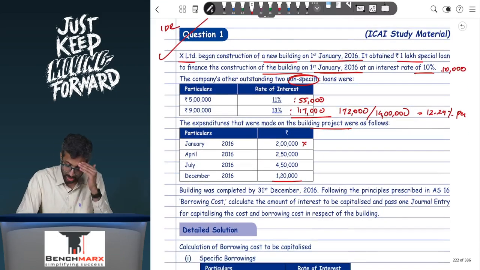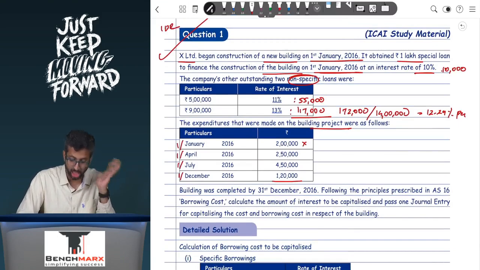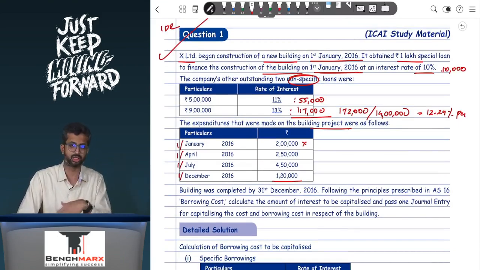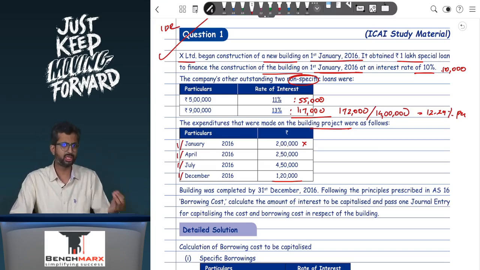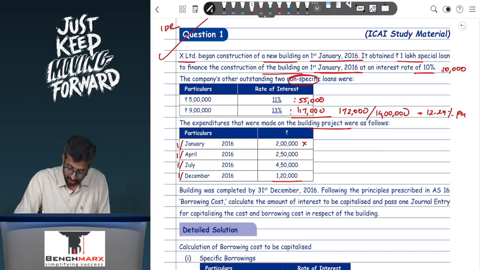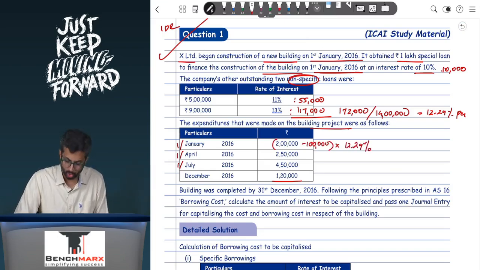But the problem is, when is this money spent? We have assumed that this money will be spent at the start of each month. One can always have other assumptions depending on which date the money is spent, but the institute generally assumes that if nothing is said, the money is spent at the start of the month. Out of this 2 lakhs, is anything coming out of the specific borrowing? Yes, sir, 1 lakh. And hence the remaining 1 lakh will come out of the general borrowings at 12.29%. But for how many months?